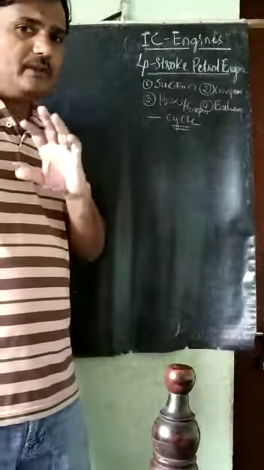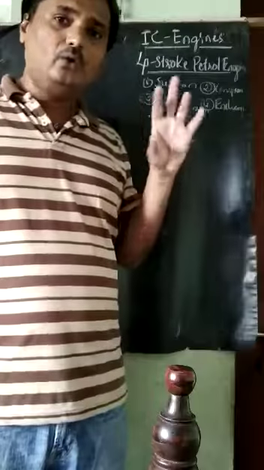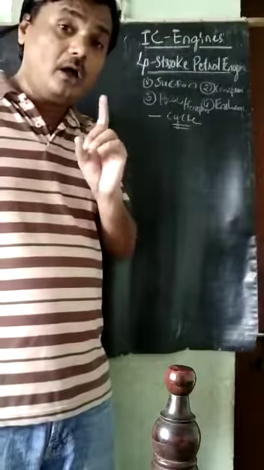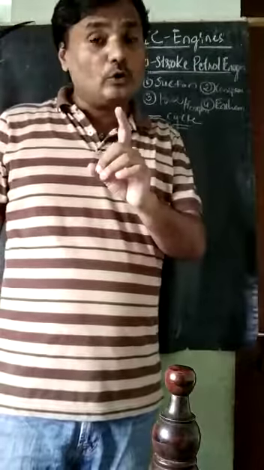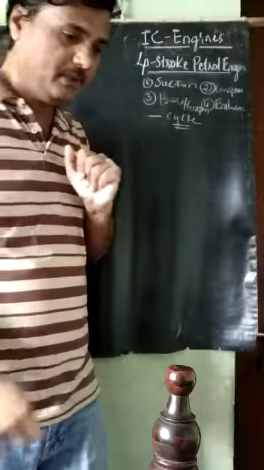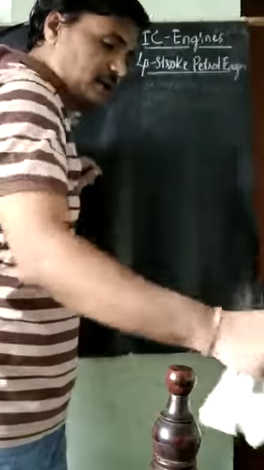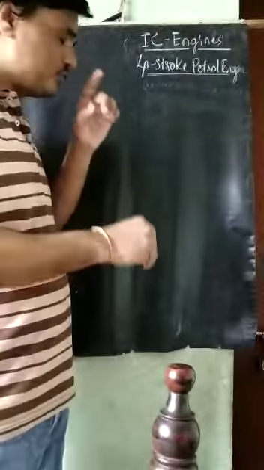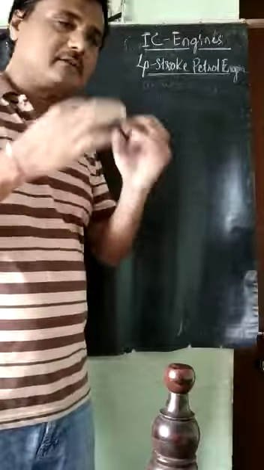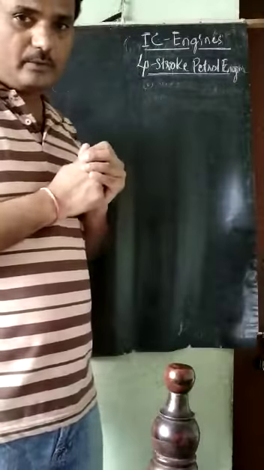Now we will study diagrammatically how these 4 strokes and cycles happen along with the Otto cycle in the PV diagram, that is, the pressure and volume diagram. Next, I will take a simple line sketch. We will start from one position of the piston. In the case of the 4 stroke, we will start with the suction stroke.